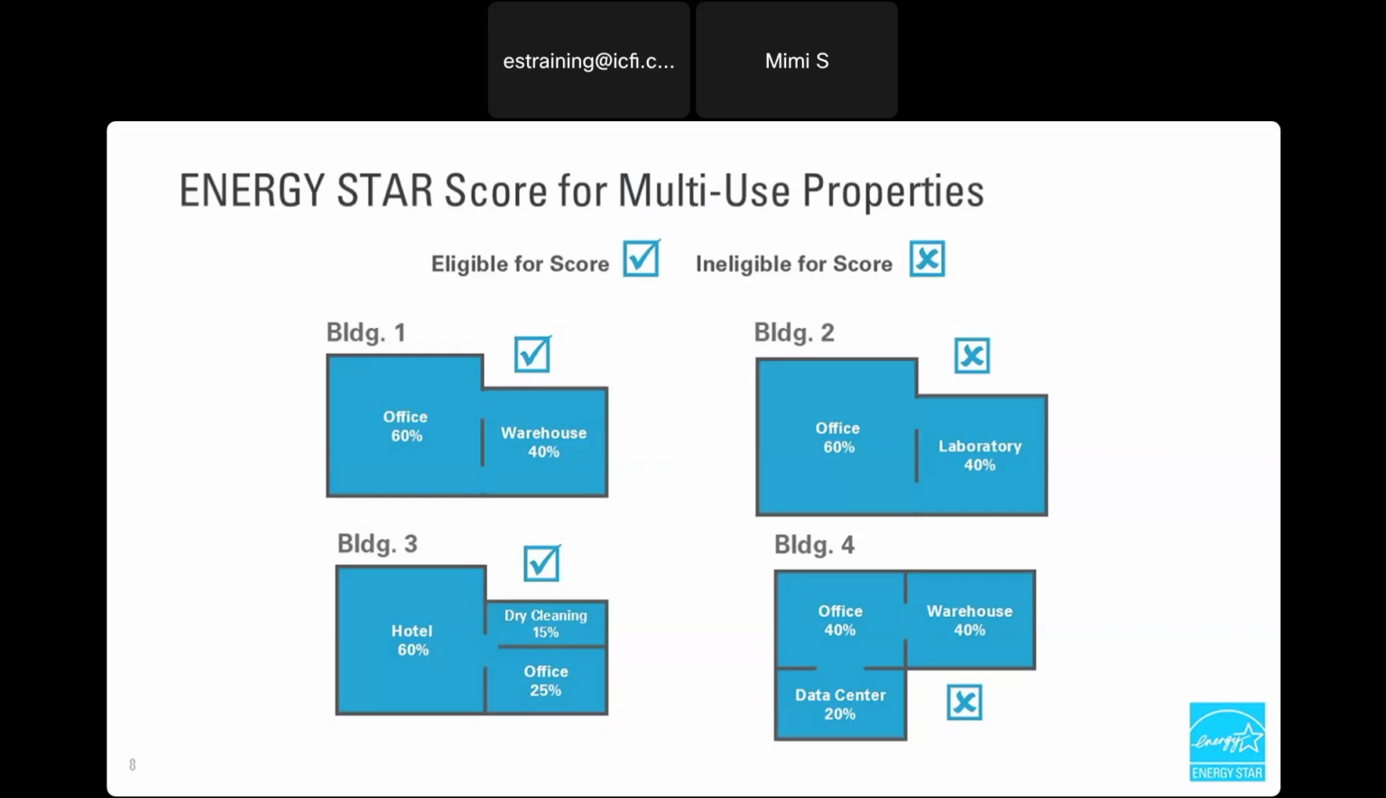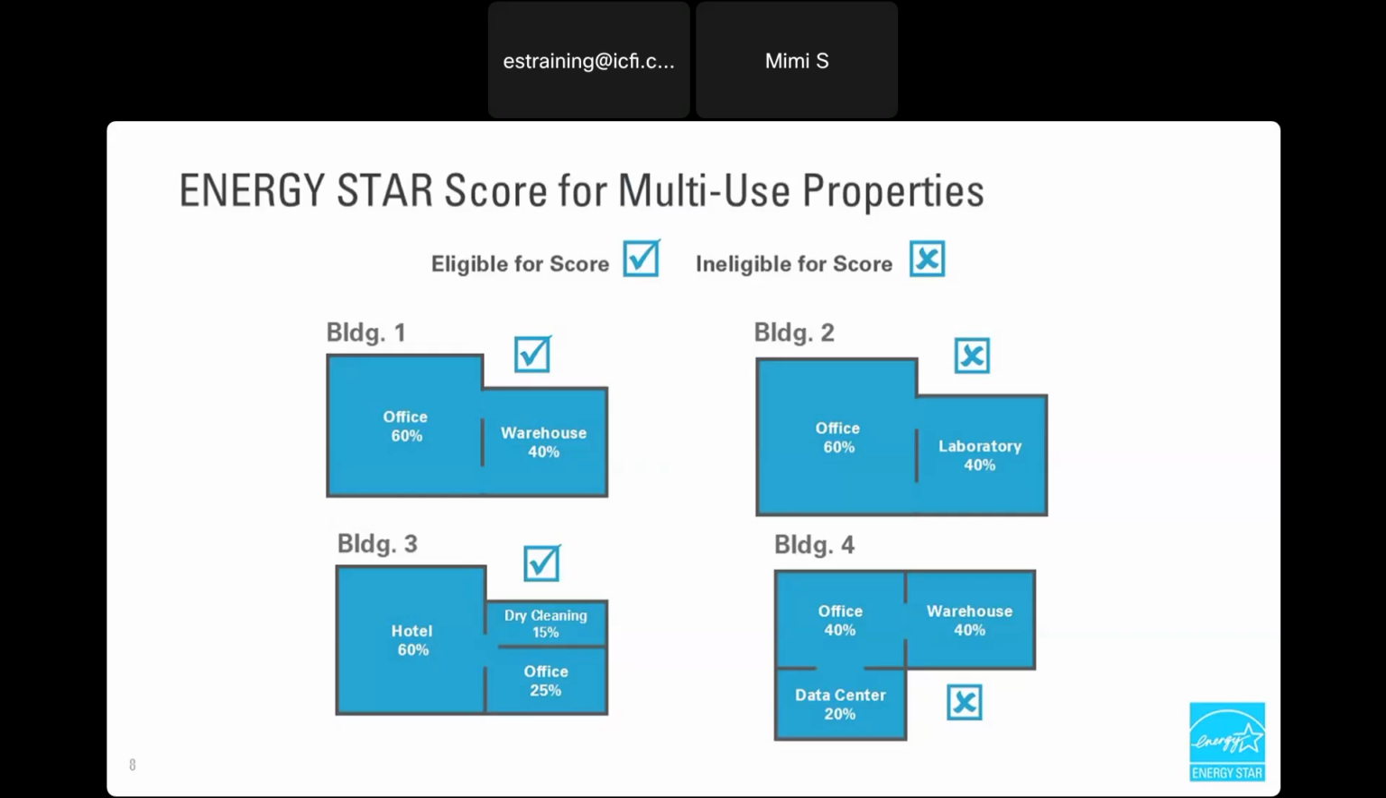Now, this does meet criteria number one because we have both the hotel and the office being eligible property types, and that is over 75% of the gross floor area. And then it also meets criteria number two because we have the hotel as 60% of the gross floor area.